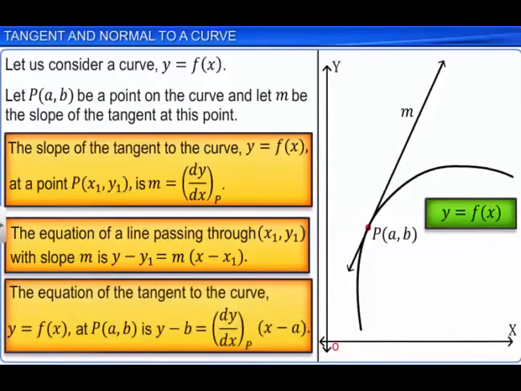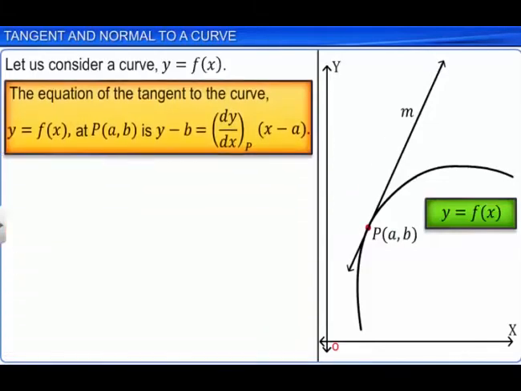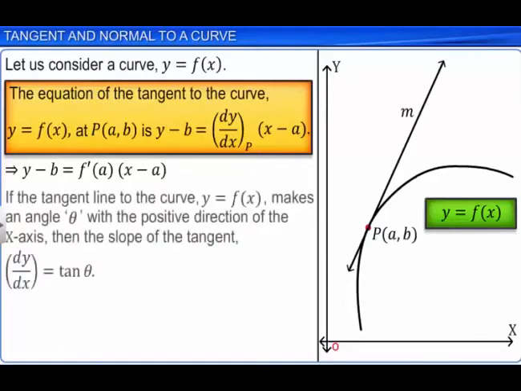Therefore, the equation of the tangent to the curve y is equal to f of x at point P, a comma b is given by y minus b is equal to dy upon dx at P into x minus a. This can also be written as y minus b is equal to f dash a into x minus a. If the tangent to the curve y is equal to f of x makes an angle theta with the positive direction of the x-axis, then the slope of the tangent dy upon dx is equal to tan theta.